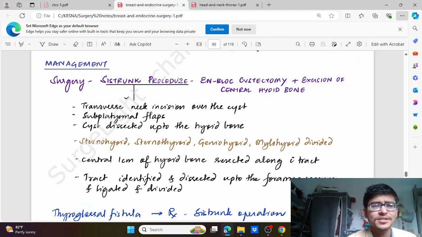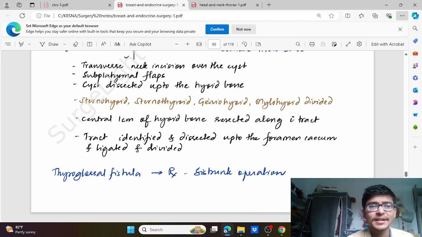So the management would be the Sistrunk procedure, which is the en bloc cystectomy and excision of the central hyoid bone, and we go and excise the whole tract up to the foramen cecum. A transverse neck incision is made over the cyst, with subplatysmal flaps. The cyst is dissected up to the hyoid bone, and the central part of the hyoid bone is removed.